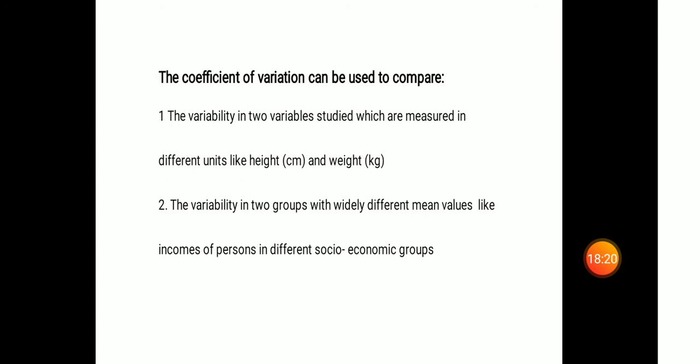Again, the variability in two groups with widely different means, like incomes of persons in different socioeconomic status. The income of persons has one range of data, and another socioeconomic group has another range of data, where we can see that the mean values are extremely different, widely distributed. So this is the case for coefficient of variation.